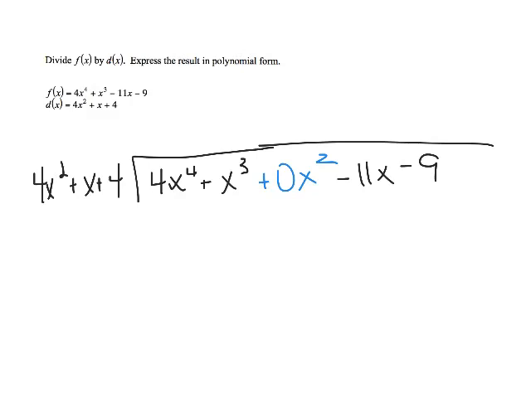All right, so we got another one where we are taking f of x divided by d of x, and expressing the result in polynomial form. Remember, polynomial equals the answer we got times what we were dividing by, plus or minus the remainder, whatever happens to be. So we are taking the f of x and dividing it by the d of x. There's my d of x there.